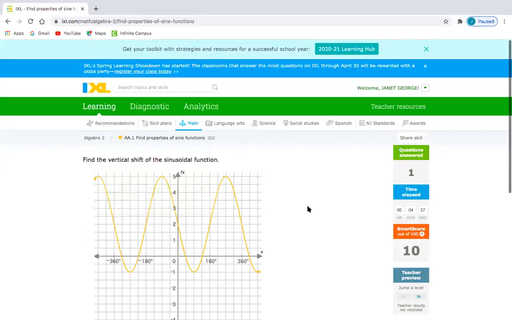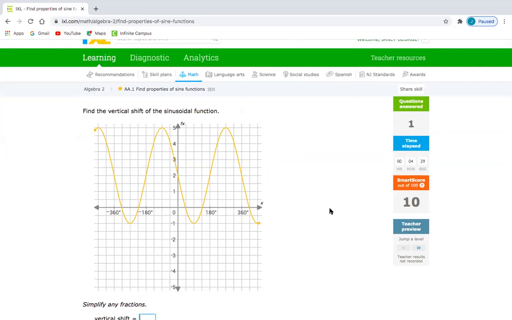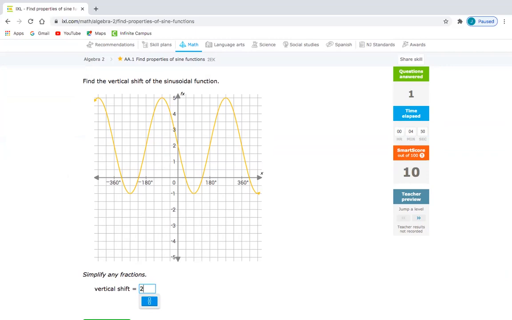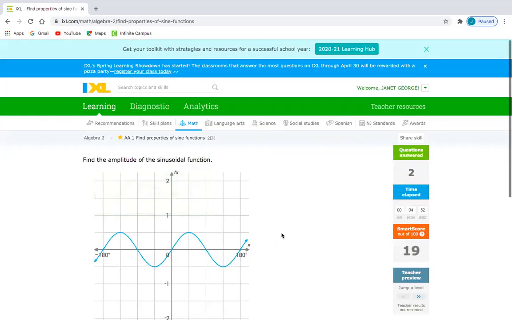All right. So here is the vertical shift. This is the midline. The midline splits the full circle into halves. So the midline is at what number on the y-axis? As you see, it is at number 2. So the vertical shift is 2.